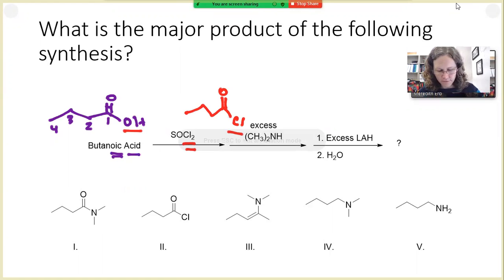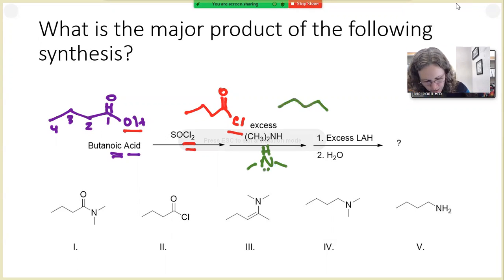Next up, we have excess amine. Note that this is a secondary amine. We have a nitrogen with 2 CH3 groups coming off of it. And so that secondary amine is going to react with the acid chloride via aminolysis. And so the product of this reaction is going to be an amide. And it's going to have 2 methyl groups on it because that's what our starting material had. The amine was a secondary amine, and so we make a substituted amide.